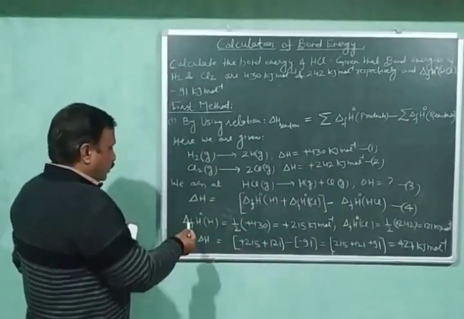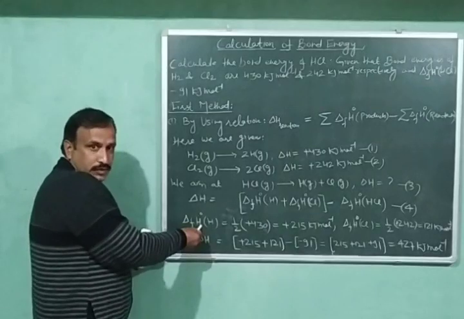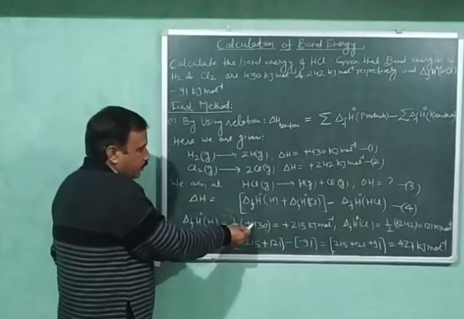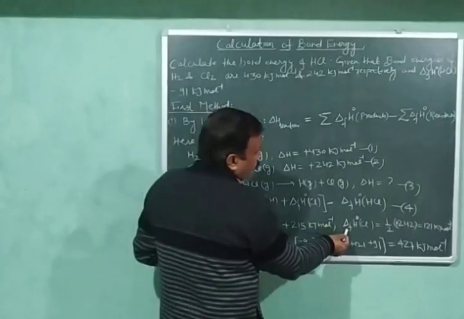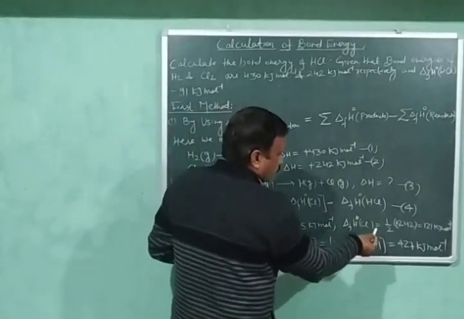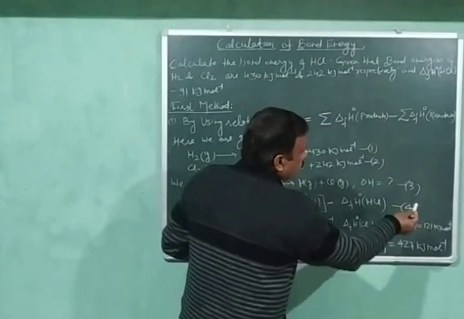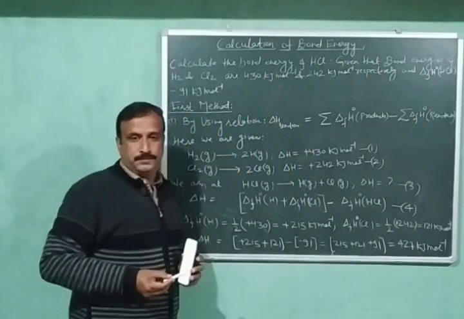So the enthalpy of formation of 1 mole of hydrogen atoms is equal to half into 430, which is equal to 215 kJ per mole, and the enthalpy of formation of 1 mole of chlorine atoms will be equal to half into 242, which is 121 kJ per mole.